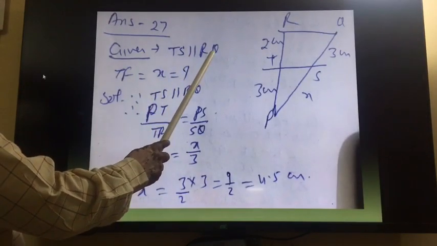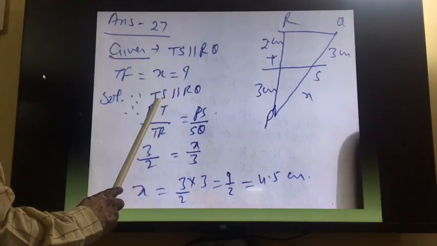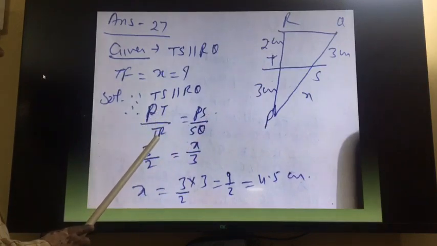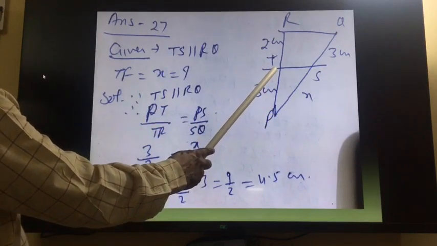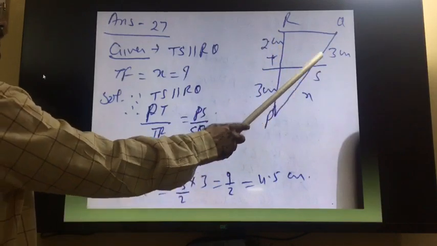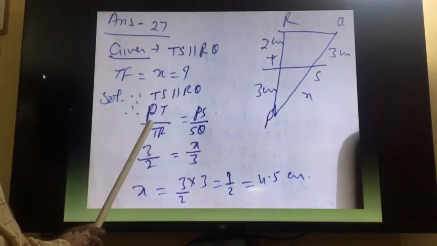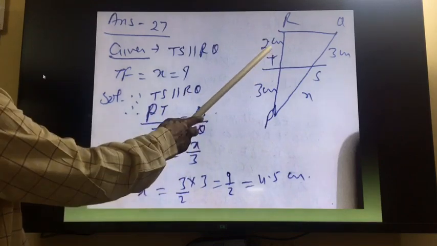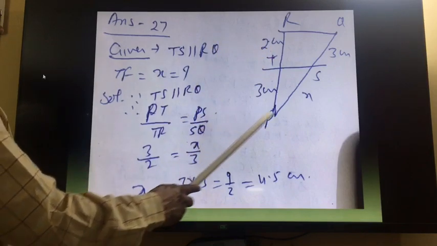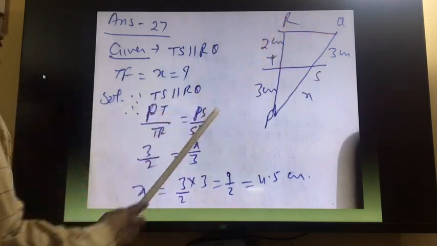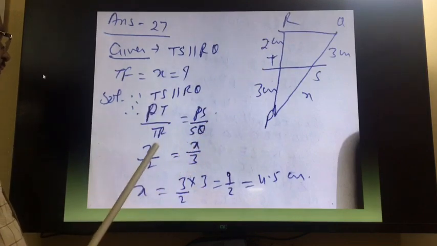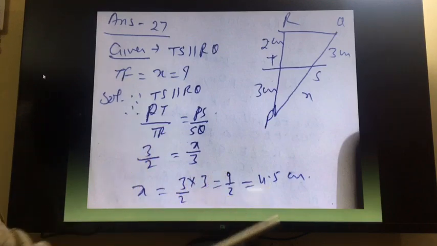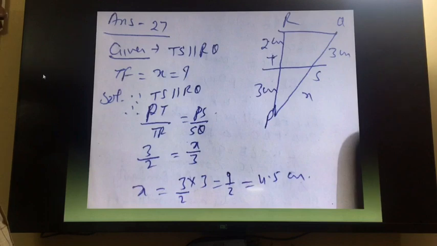Given is TS is parallel to RQ, we have to find the value of X, and because TS is parallel to RQ, the ratio of the sides will be equal. So here PT upon TR is equal to PS upon SQ, by BPT. Now put in the values. PT is equal to 3, TR is equal to 2, PS is equal to X and SQ is equal to 3. So 3 upon 2 equals X upon 3. Now do the cross multiplication. So 2x is equal to 9, so X is equal to 9 by 2, that is 4.5. So the value of X will be 4.5.